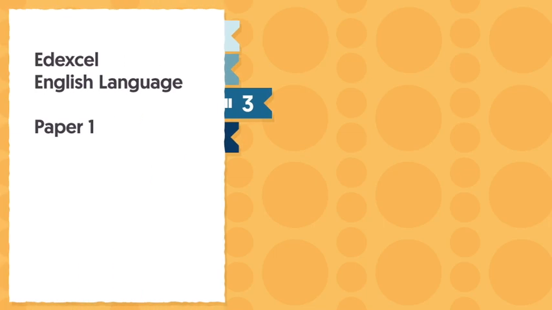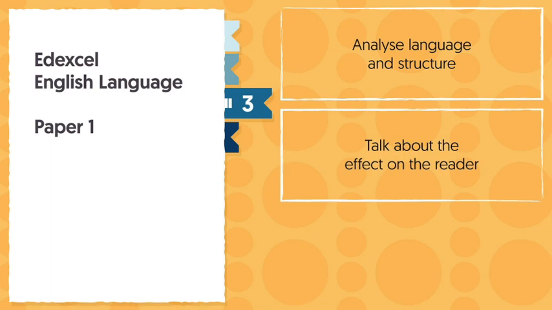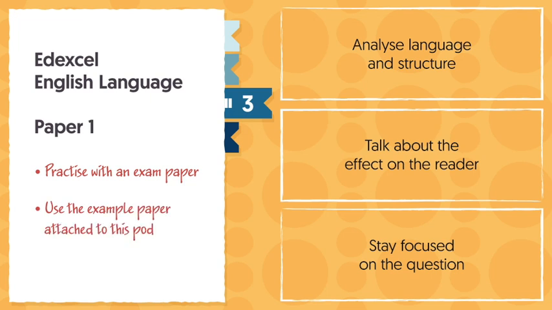To sum up what we've covered, to be successful on Edexcel Paper 1, Question 3, you need to analyse language and structure, talk about the effect on the reader, and make sure you stay focused on the question. It'd be worth practicing what we've just walked through with an actual exam paper, so you can see how it works and try it out for yourself. Why not use the Edexcel style paper that's attached to the pod? Good luck!